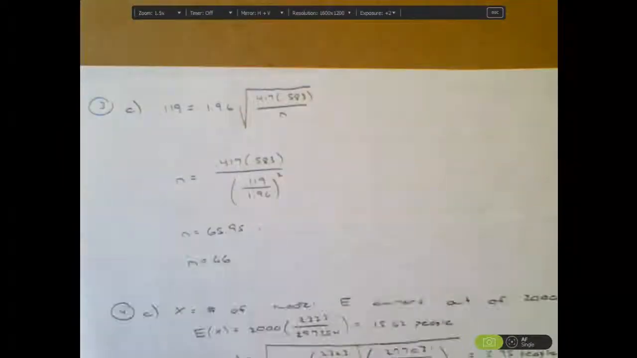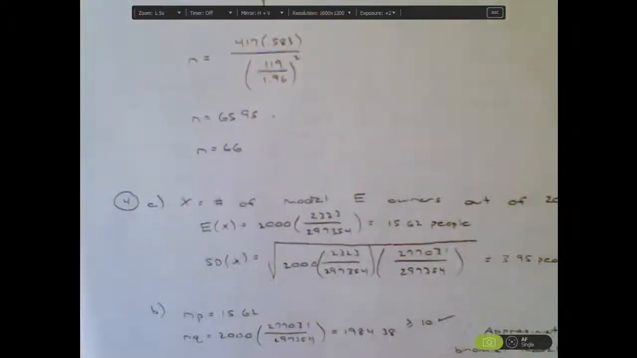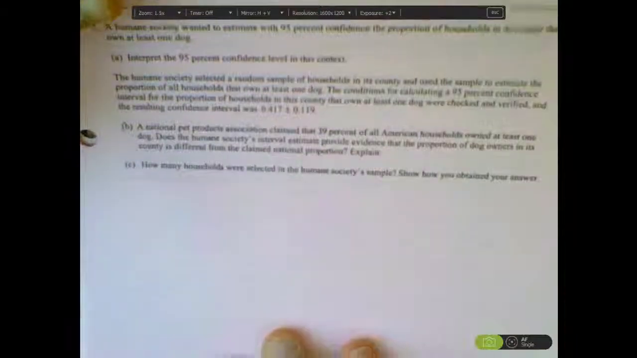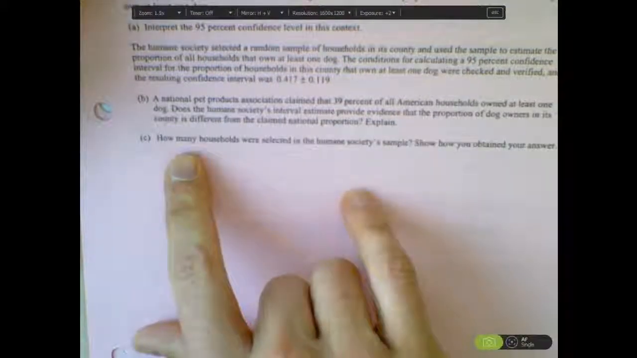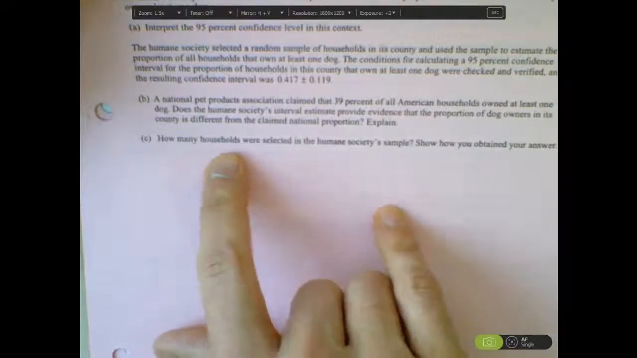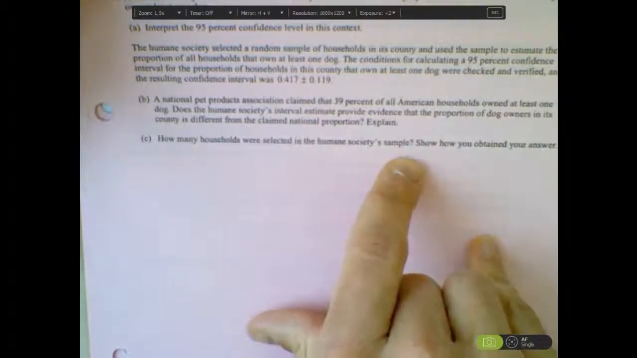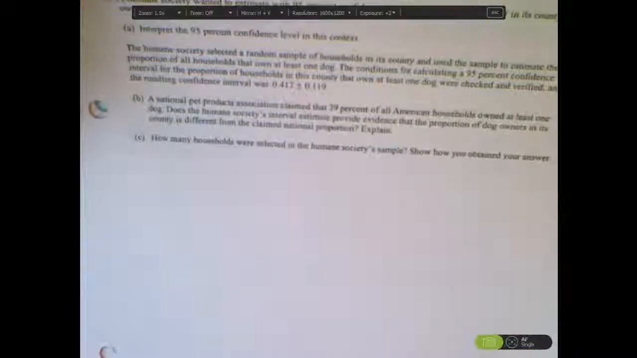Let's look at part C. Okay, part C, we haven't seen a question like this in a while, but it's definitely something that comes up pretty much on every AP exam, if not on multiple choice then on free response. How many households were selected in the Humane Society sample? I believe this is chapter 19 as well when we first looked at this. Show how you obtained your answer.